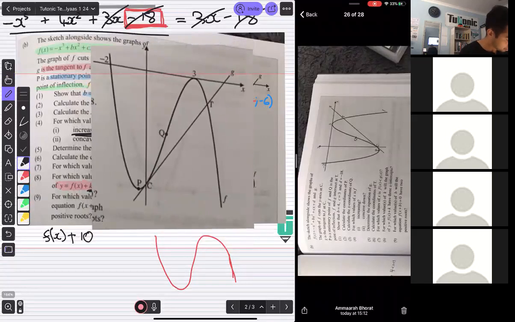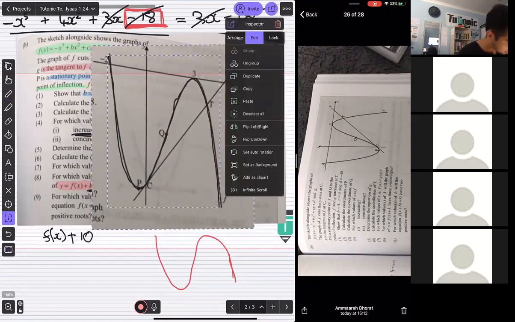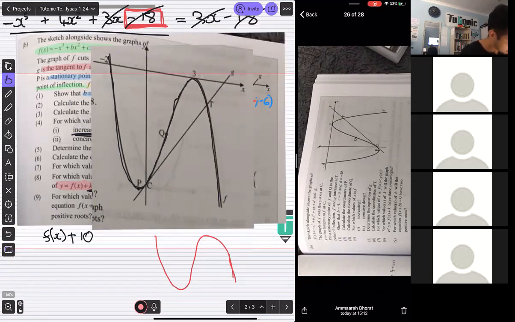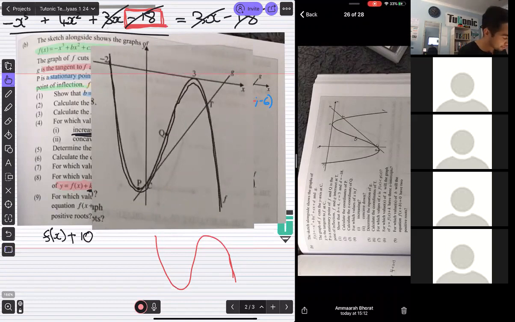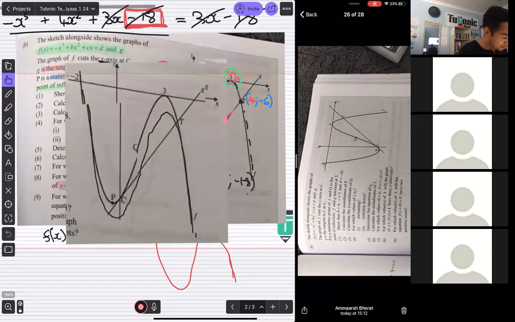So let me just do that. I'm going to draw the graph. And then do that. Ungroup. There we go. Do you guys see it? I'm shifting it up and down. Okay. Yeah. You got that? Okay.